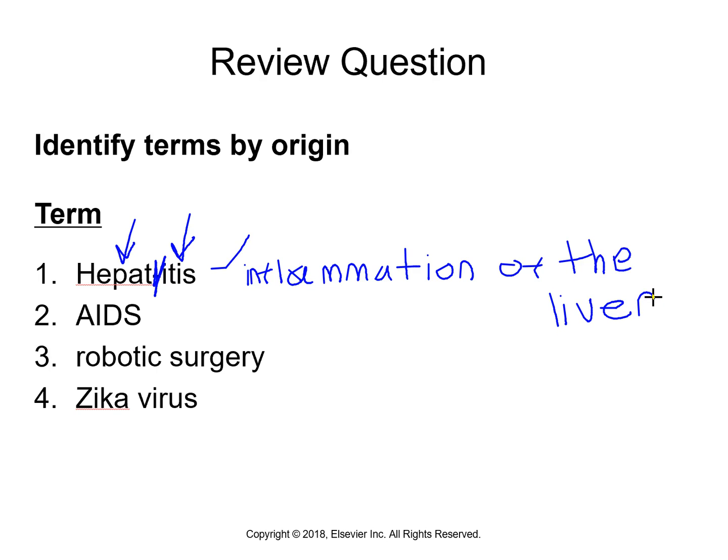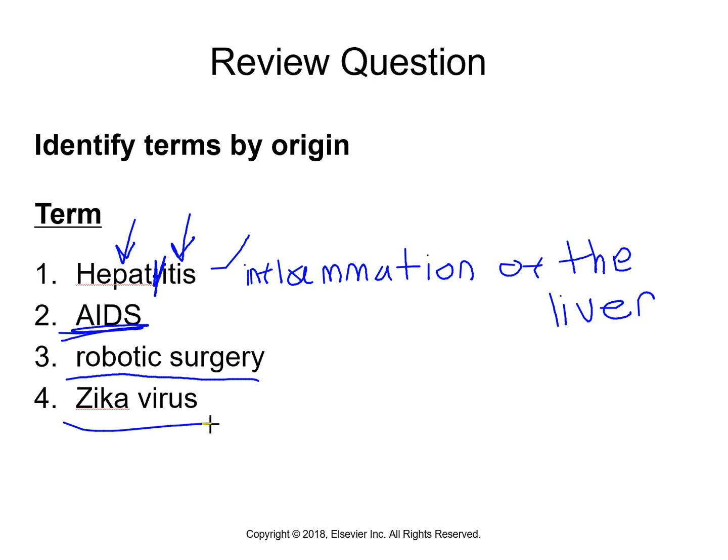Okay? And then we have AIDS. What do you think that one is? If you said that this is an acronym, then you are correct. And I will not write out the actual full meaning for that. You guys get the point. Robotic surgery. That is a modern language term. And then finally, Zika virus. That is an eponym. So I hope you got those right.